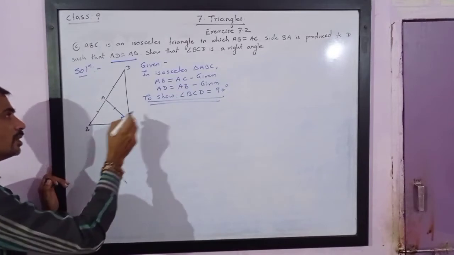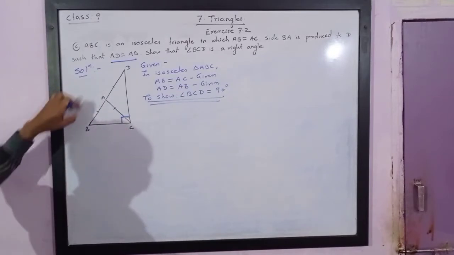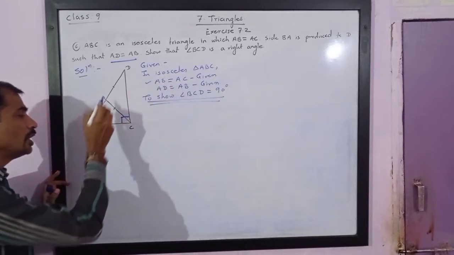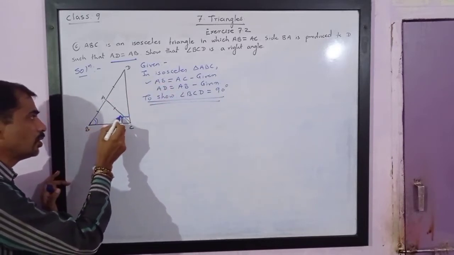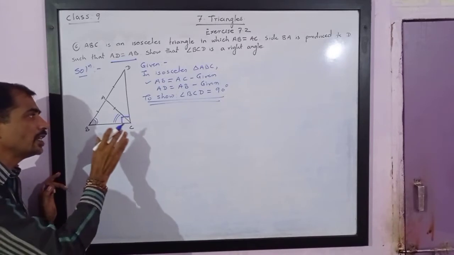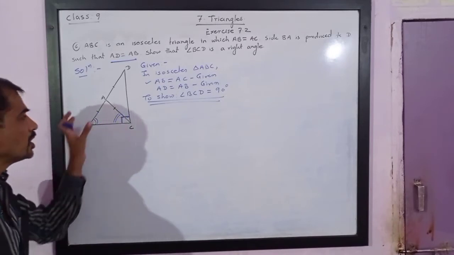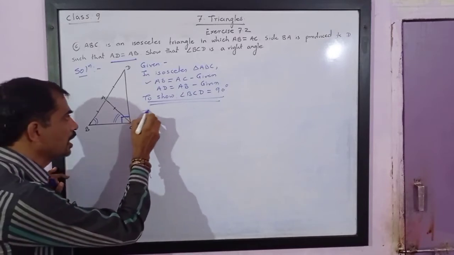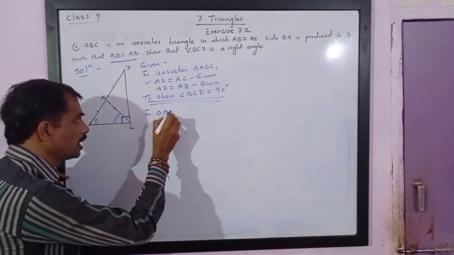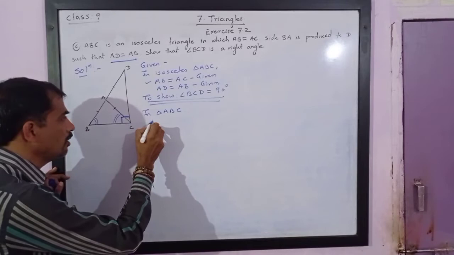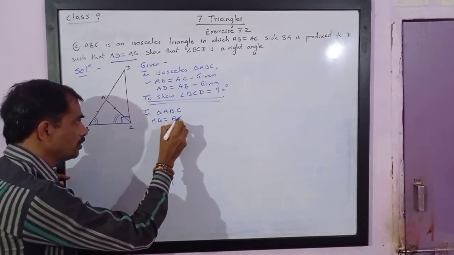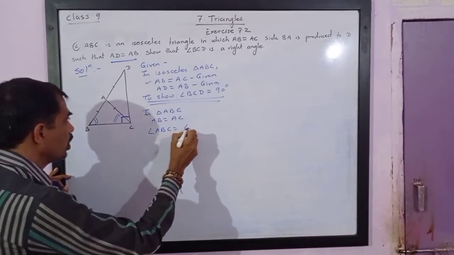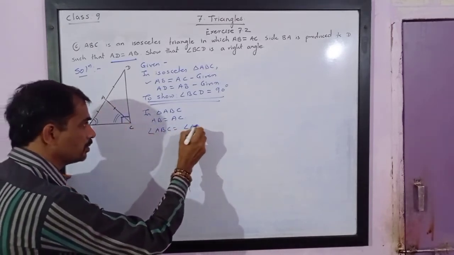Now for this, consider triangle ABC. In this, AB is equal to AC is already given to us. So we can say that this angle is equal to this angle. We have already studied the theorem: angles opposite to equal sides in an isosceles triangle are equal. So in triangle ABC, we are given that AB is equal to AC. It means angle ABC is equal to angle ACB.